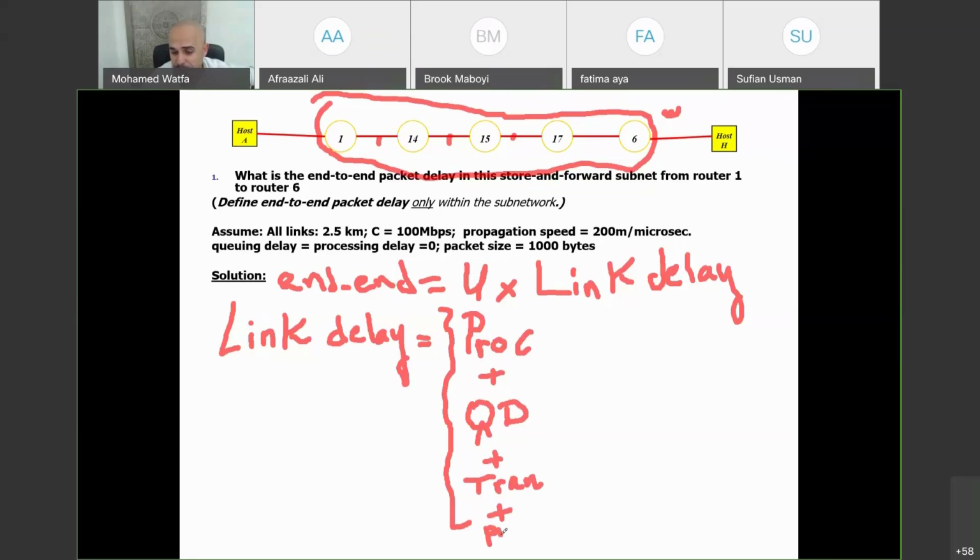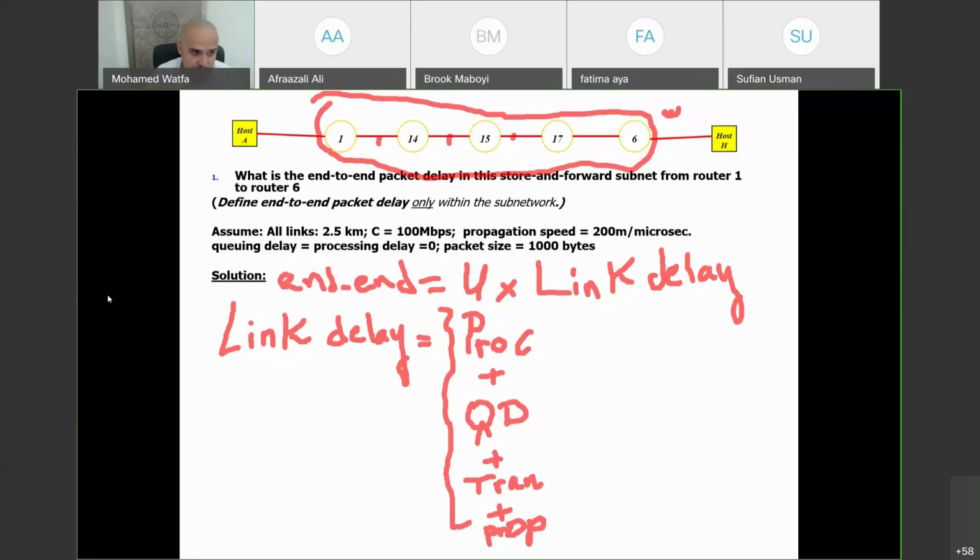You see how organized I'm doing this? I love this. It doesn't make me confused. You take your time, say, what are the delays? These are the 4 things. Step 1, end-to-end delay depends on link delay. Step 2, what is the link delay? We put them one by one. Let's do them together.